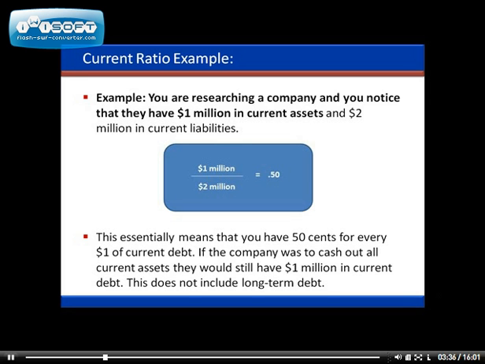So in essence, if the company was to cash out all of its current assets, they would still have $1 million still left in current debt. And this doesn't even include long-term debt.